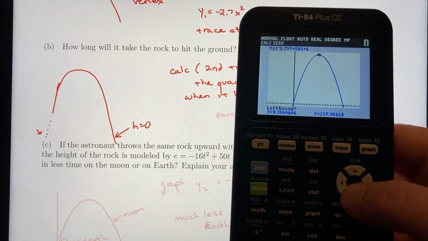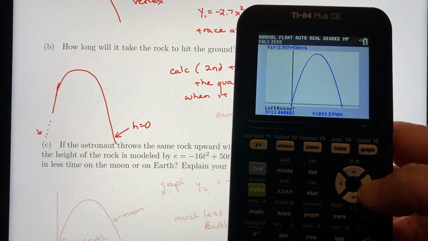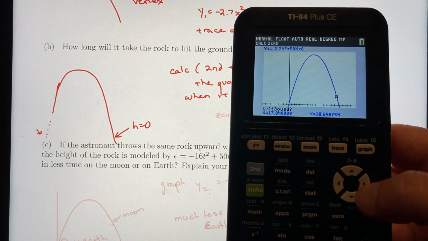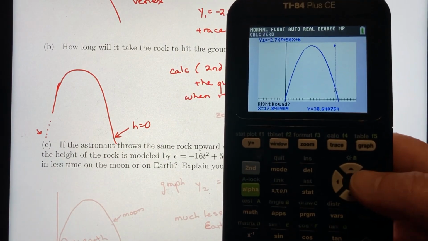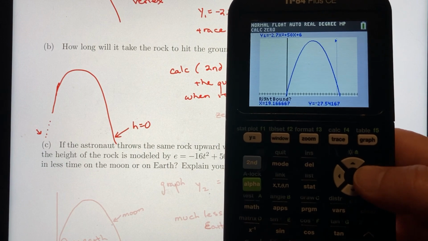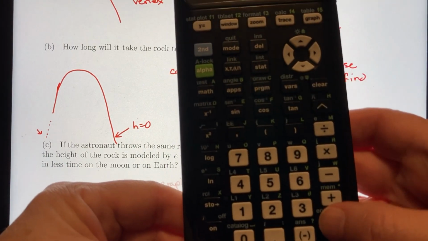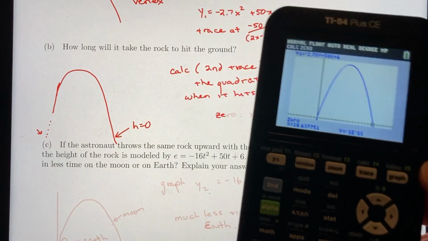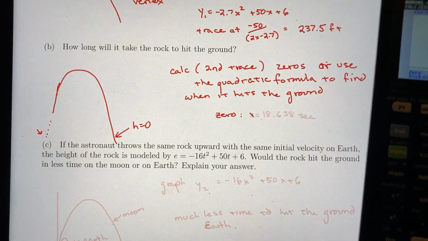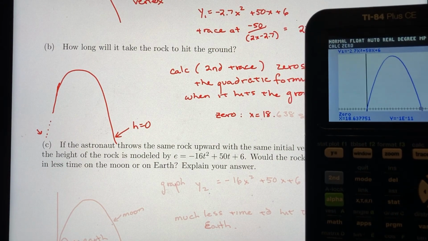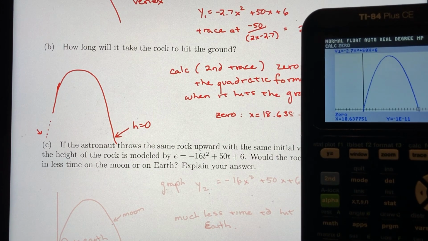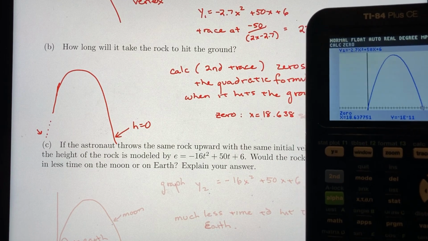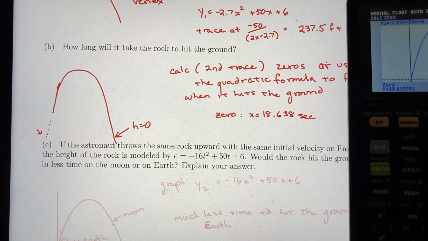Okay, it says left bound. I need to bring my cursor just to the left of the number I want. And then right bound, I need to get beyond it. You can't see it anymore, but it doesn't matter. And then my guess, I'm going to back up a little bit. There we go. And it says 0. Says x equals 18.637751, whatever. And that's seconds. So it takes about 18 seconds for it to hit the ground.